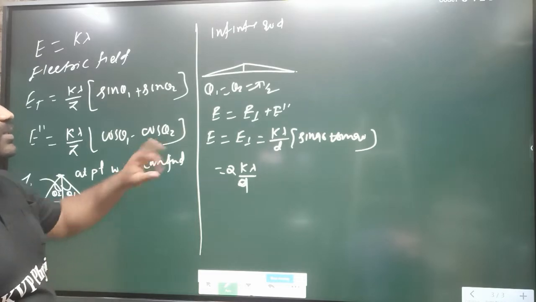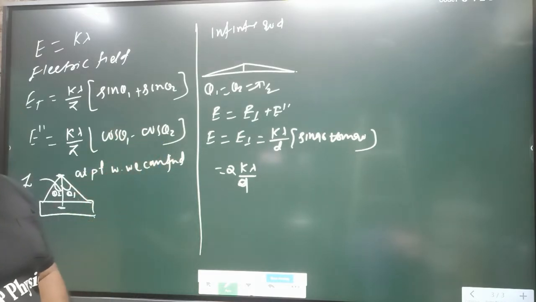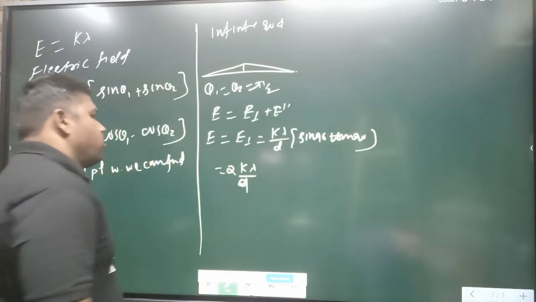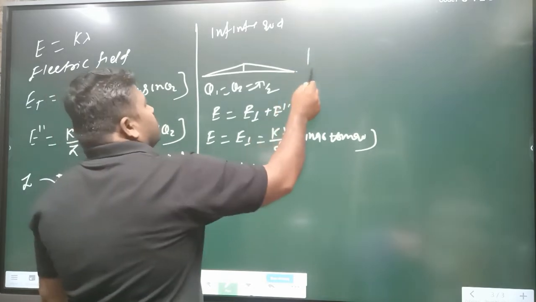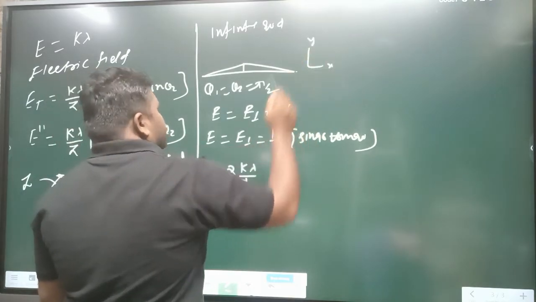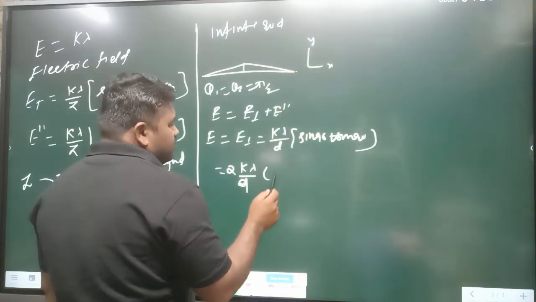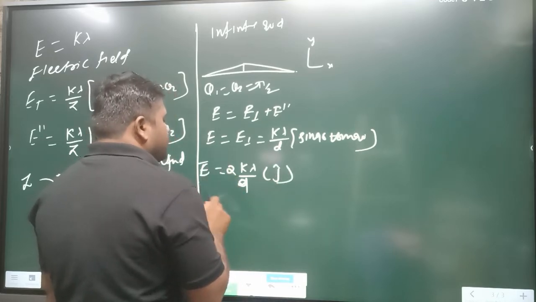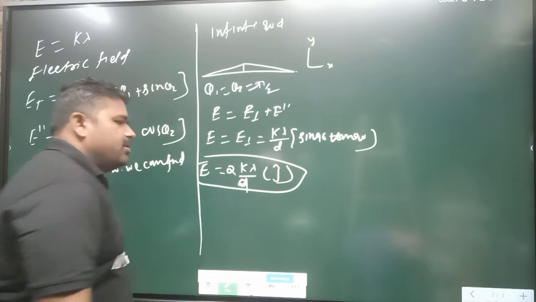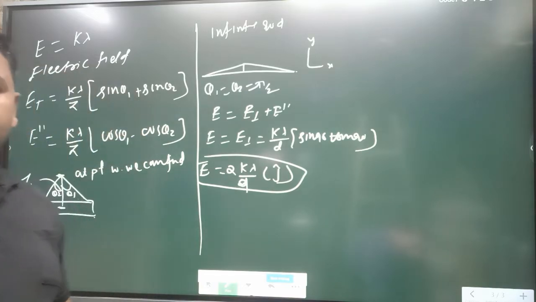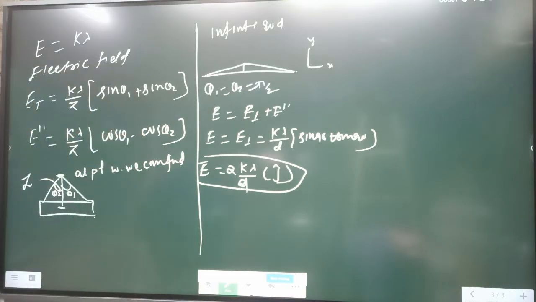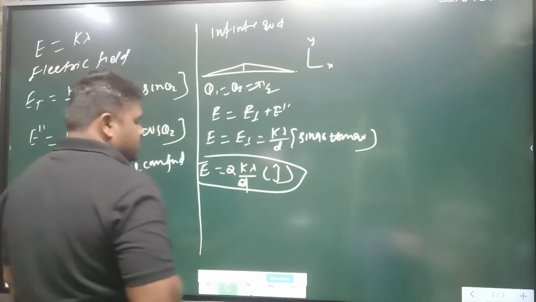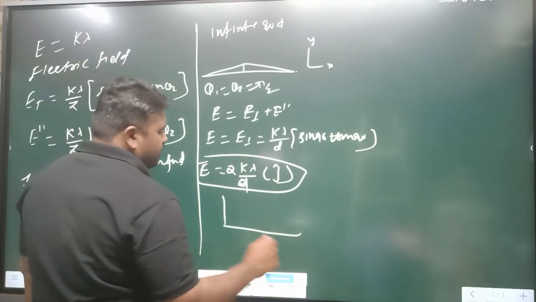Normal to the rod: this one is the X axis, this one is the Y axis. Normal to the rod means this is Y cap, X cap, Z cap. Means the electric field E bar is equal to 2K lambda upon D, J cap. Okay.